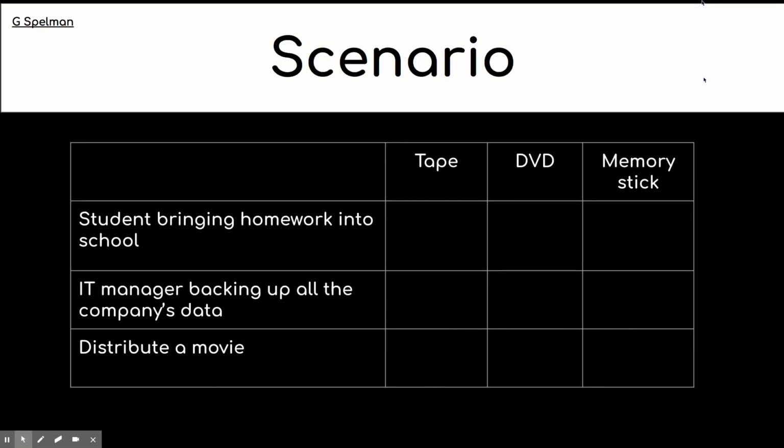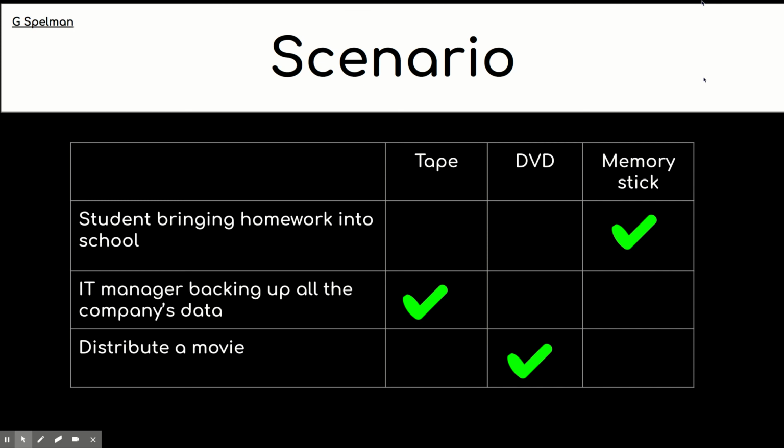Finally, let's look at 3 different scenarios. I'd like you only to tick one box for each of these. So if you tick tape once, you can't use it again, and have a go at that. Okay, I'm going to put up the answers. Right, so the obvious devices for each of those scenarios are memory stick, tape, and DVD. I hope you got that.